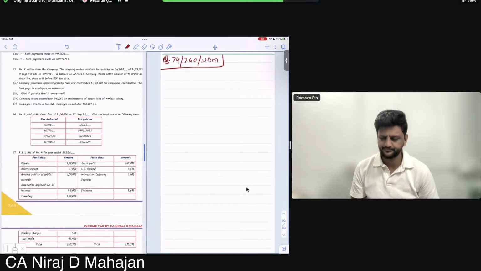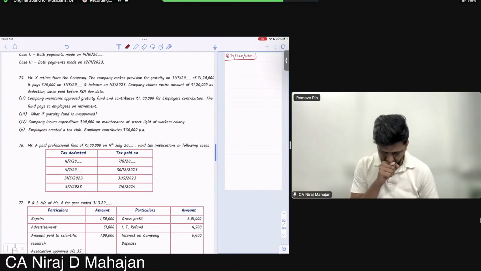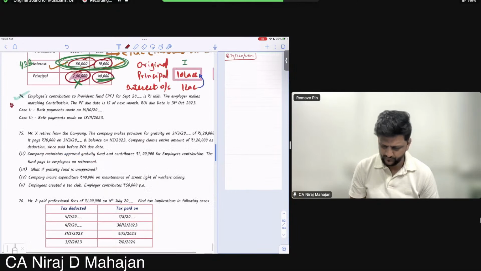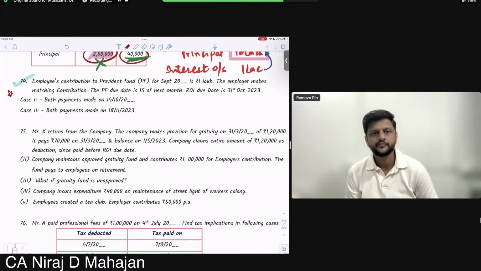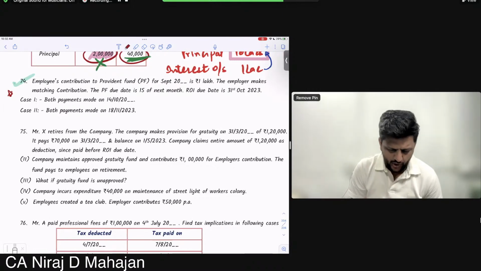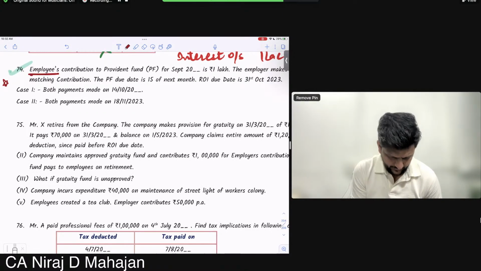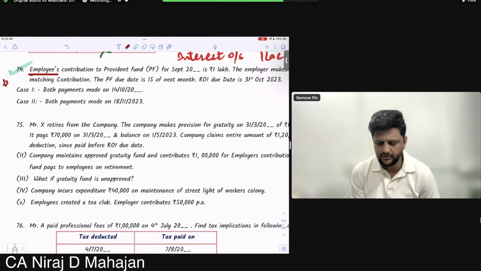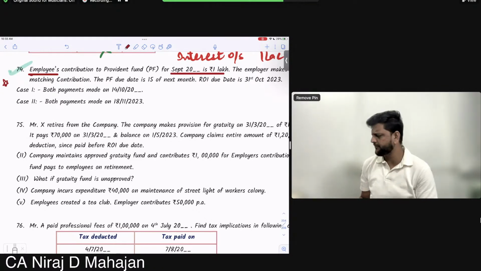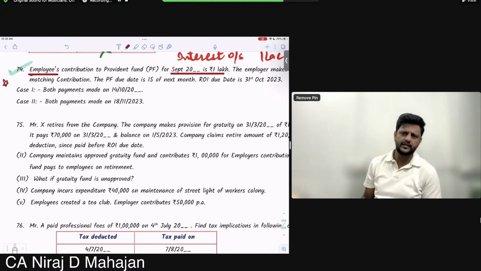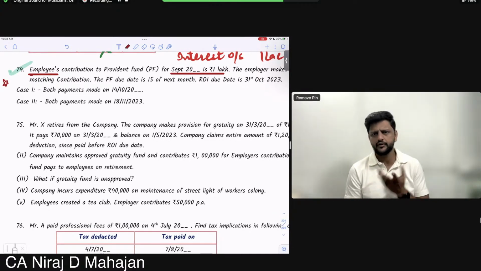Ready, everybody? Employees' contribution. Everyone ready now? The employee's contribution to PF for September is rupees 1 lakh. See, there may be many employees with the employer. There can be 10, 100, 1000, 1 lakh, whatever, depends.